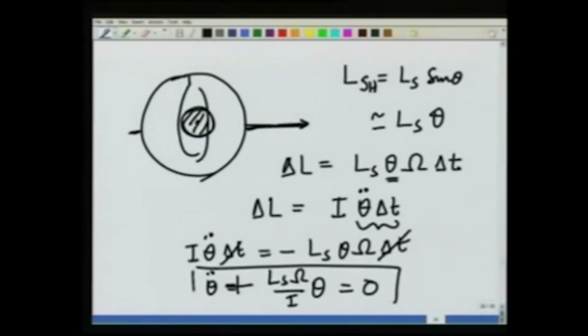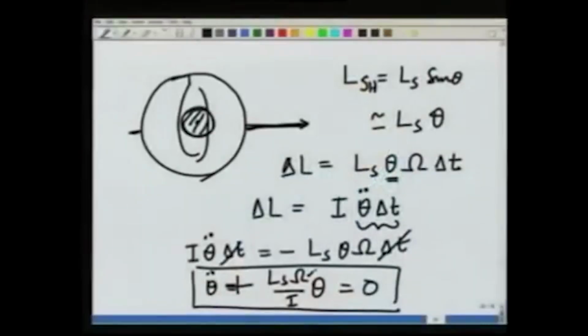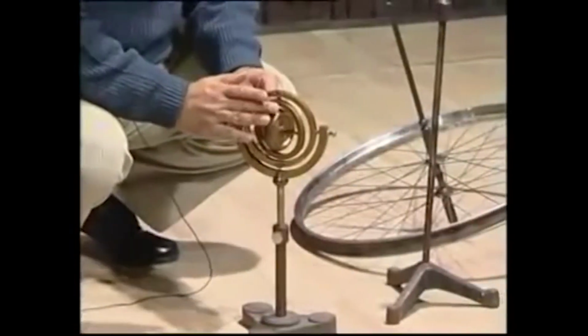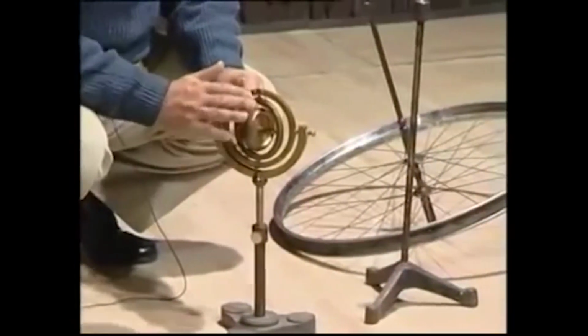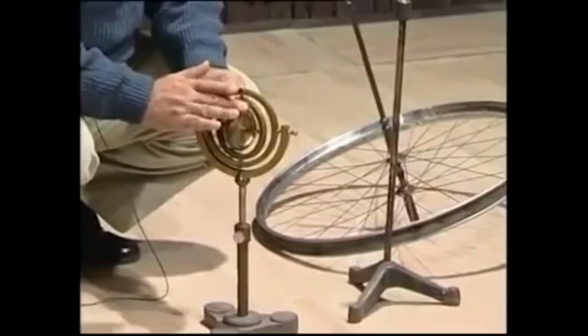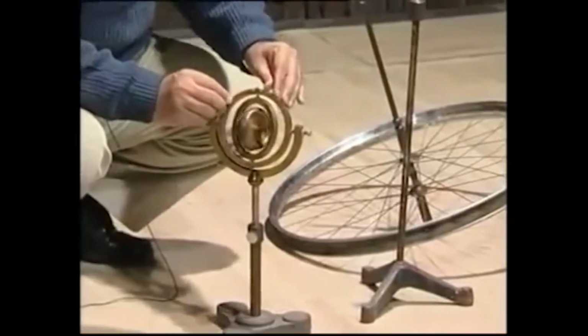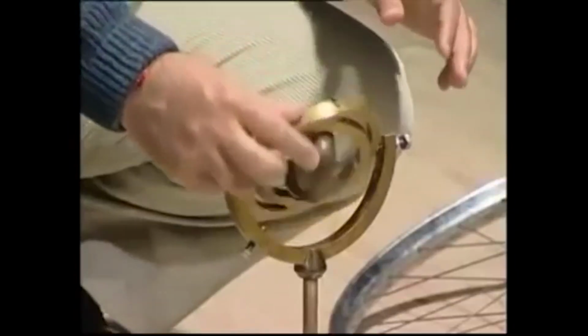This is like a harmonic oscillator equation, and therefore if it is spinning and I make an omega, it should oscillate about that omega axis. Let us see that. Here is a small angle. Let me give it a spin like this, and let us rotate the outer frame, and you see this is oscillating.